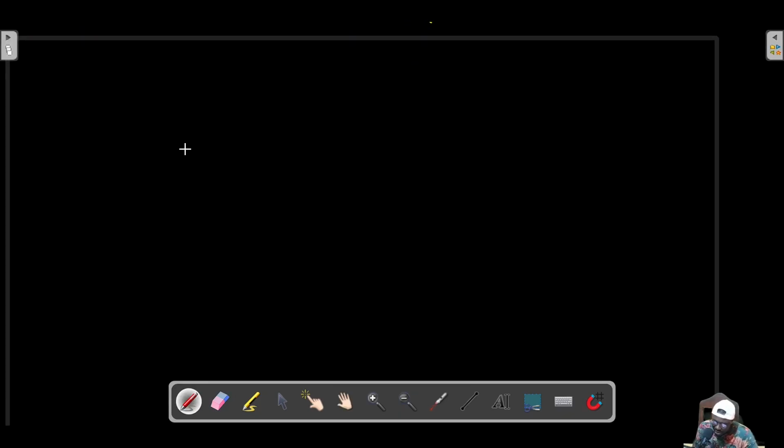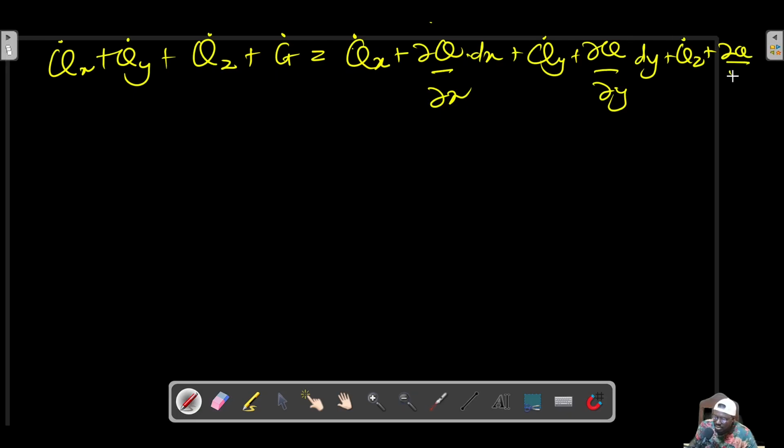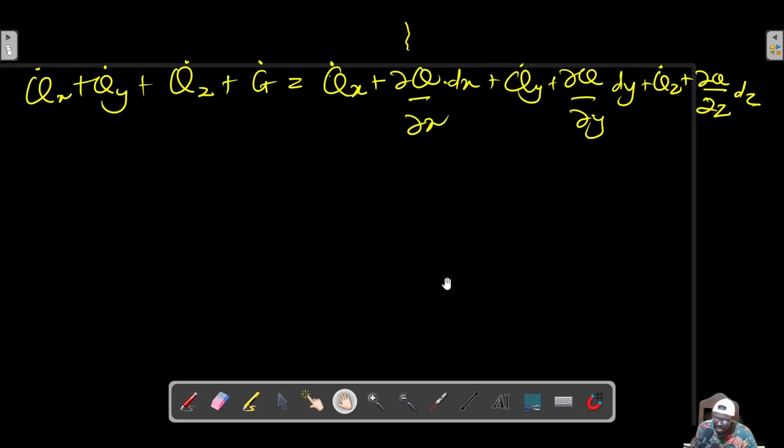Now substituting it into the equation, we can say that Qx plus Qy plus Qz, right? Plus G dot is equal to, I'll take my time for everybody to understand, Qx plus del Q del x dx plus Qy plus del Q del y dy plus Qz plus del Q del z dz. Yes, so this is the equation.